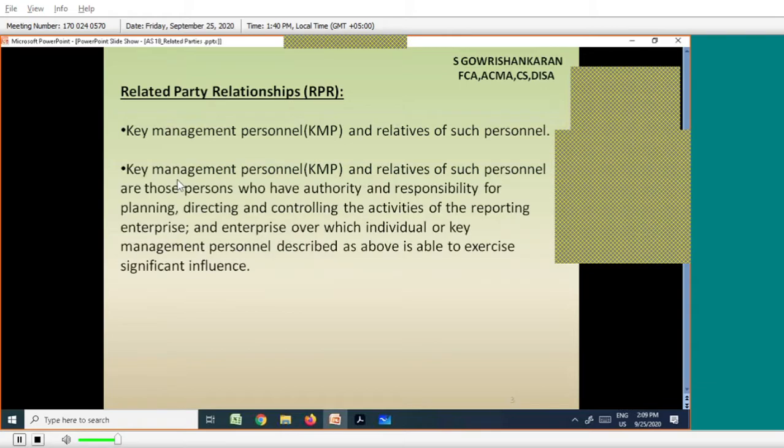The explanation is given here actually. Please go through the explanation for KMP yourself. Key management personnel, relative of such personnel. Even director relatives also. KMP relatives are also related parties for that company. Okay.